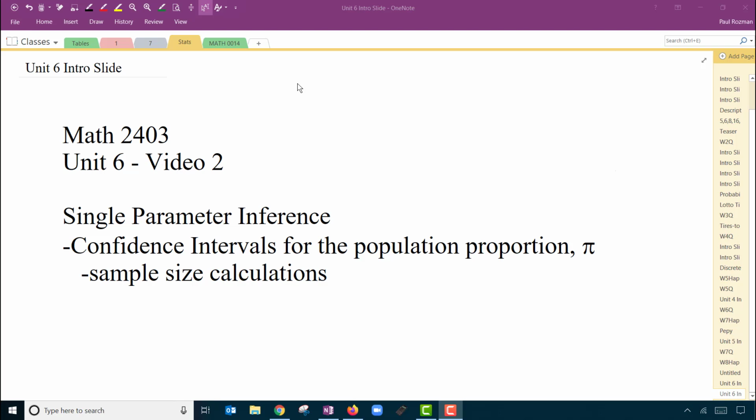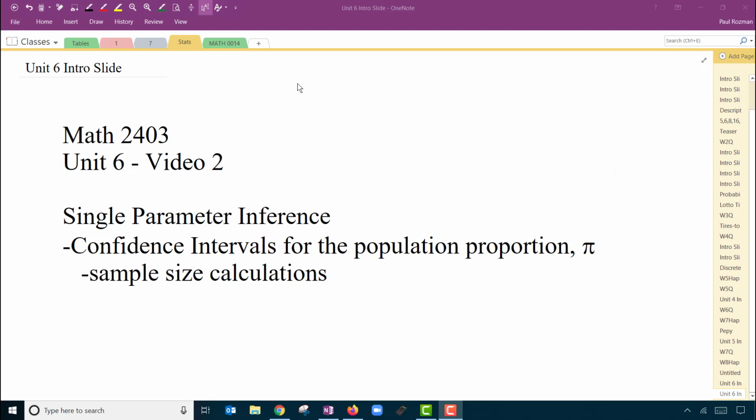Last time we were doing single parameter inference for the sample mean. This time we'll be doing single parameter inference for proportions. So we'll take a small sample, we'll calculate the proportion of some attribute of that sample, and then we'll construct a confidence interval that will hopefully contain the value of the entire population with some degree of confidence. We'll also do a little bit of sample size calculation.